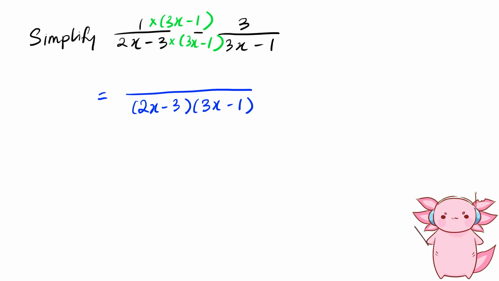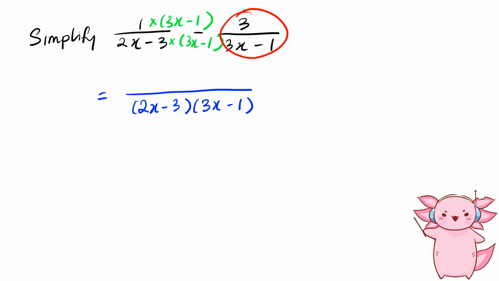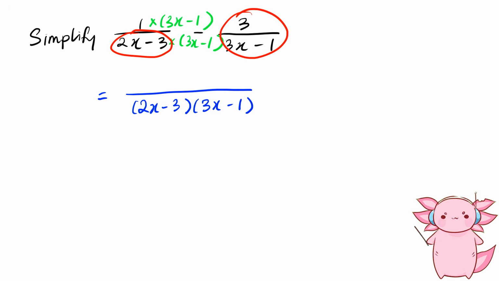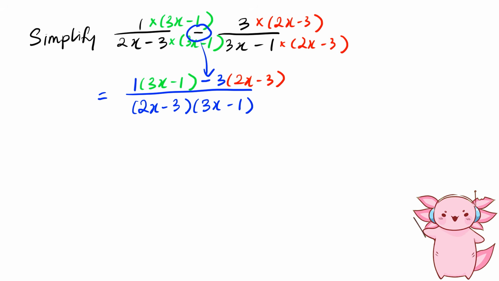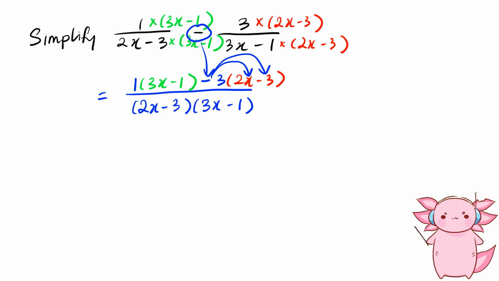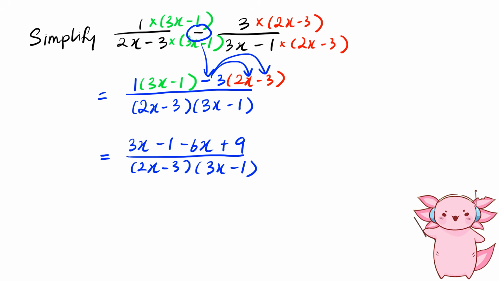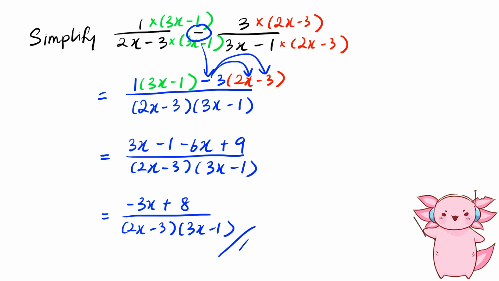So we multiply the top and the bottom by 3x minus 1. And similarly for this fraction, he also needs to learn his friend's game, so we multiply both the top and the bottom by 2x minus 3. We can then combine the fraction and take note that this negative sign over here needs to be expanded out to the 2x and the minus 3. And after some simplification, we can get our final answer like this.